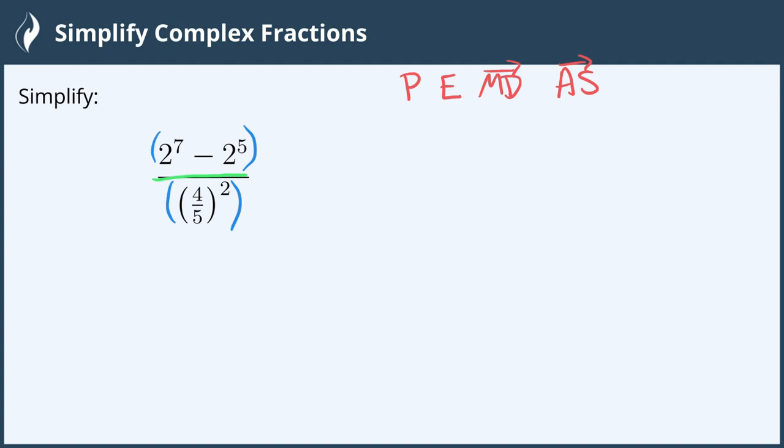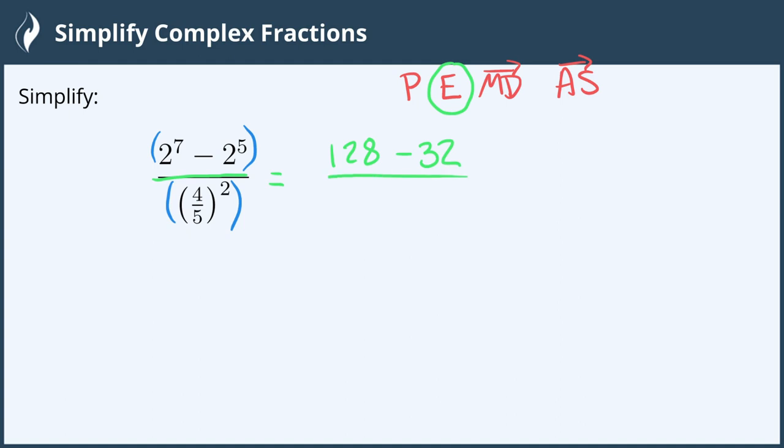So we're going to go ahead and work in the numerator. We have powers and we have a subtraction, and since exponents come before adding and subtracting, we need to evaluate those first. 2 raised to the 7th in my calculator is 128, and 2 raised to the 5th power in my calculator is 32.